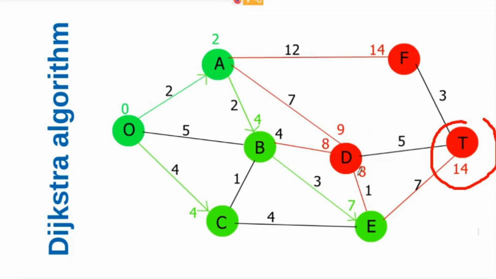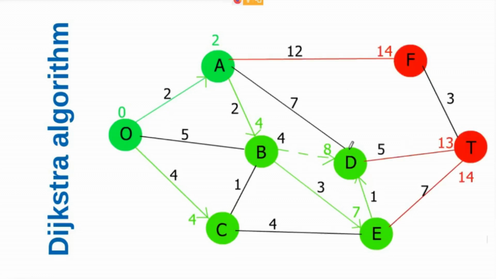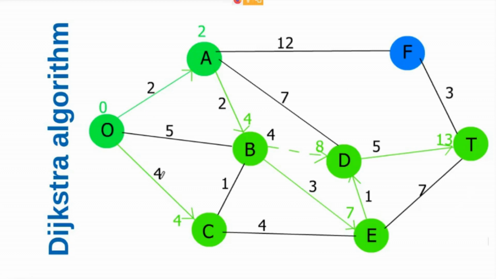Well, as you can see here, we have a tie. And we decide, for example, to go O, A, B, E, and D. But we could have chosen O, A, B, D, right? Again, the neighbors, 13 in here, 14 in here, 14 in here, right? Obviously, we choose 13 because it's the lowest number. So we end with the solution O, A, B, E, D, and T.